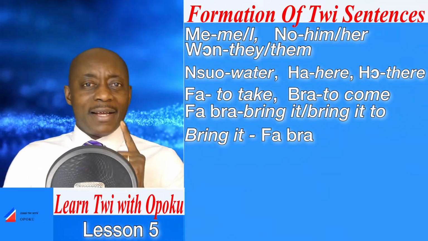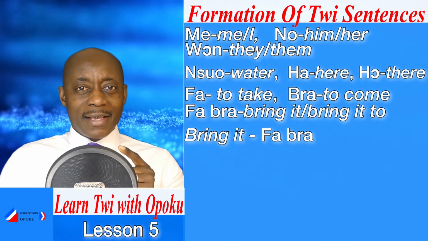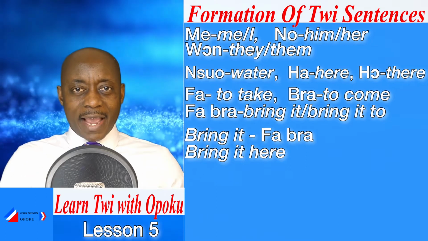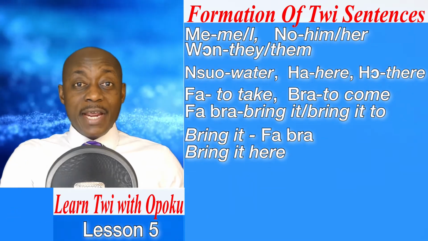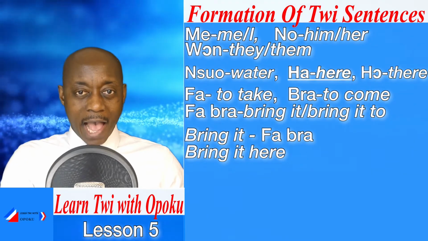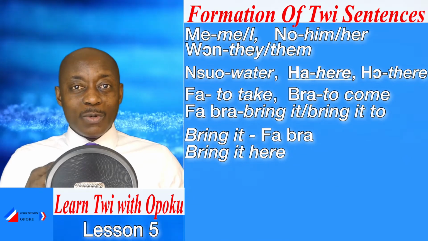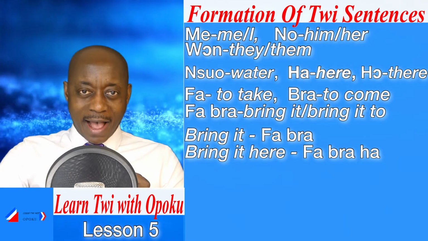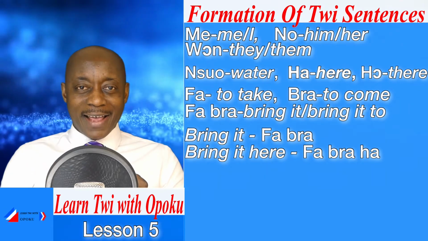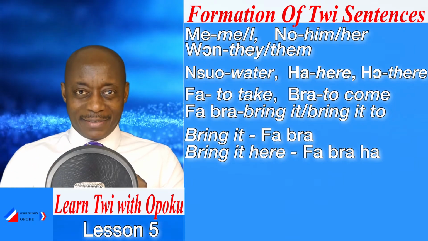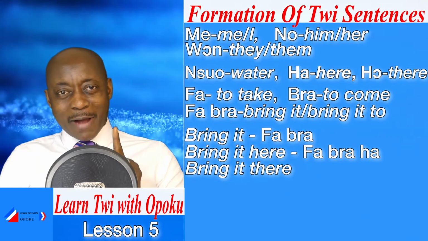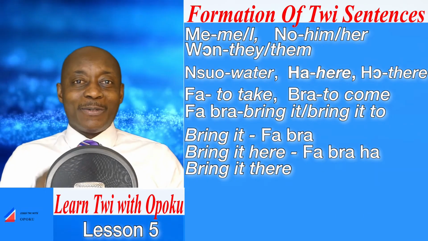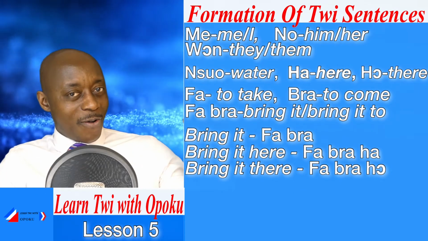Good. Let's say you want to say bring it here. We know here is what? Ha. So in Twi we will say what? Fabra ha. That is what? Bring it here. What about bring it there? Then you say fabra ho.